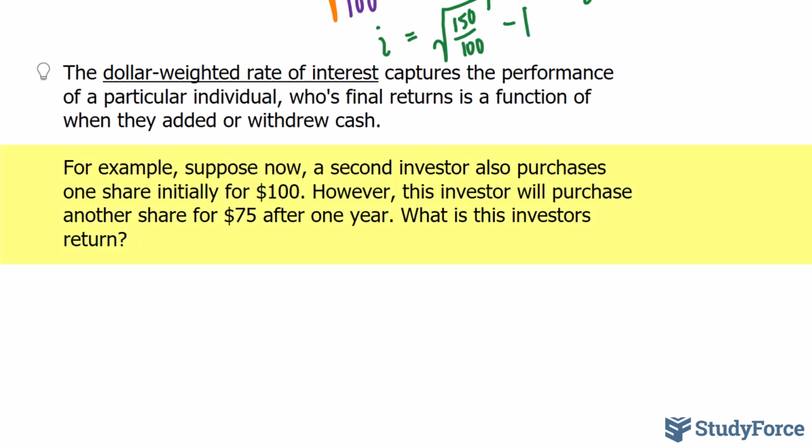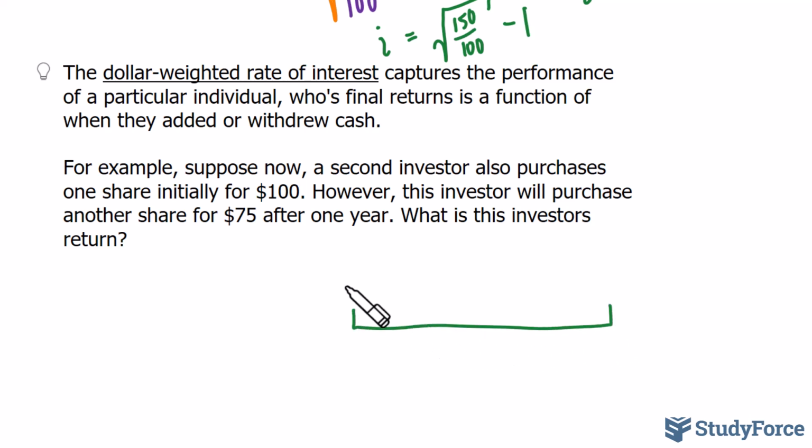For example, suppose now a second investor also purchases 1 share initially at $100. However, this investor will purchase another share for $75 after 1 year. What is the investor's return? Let's look at this on a timeline.